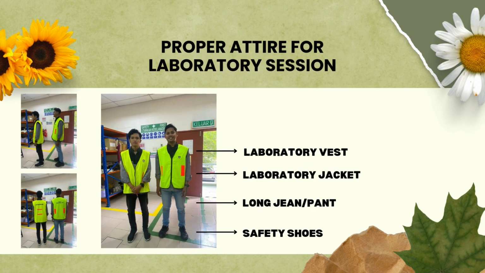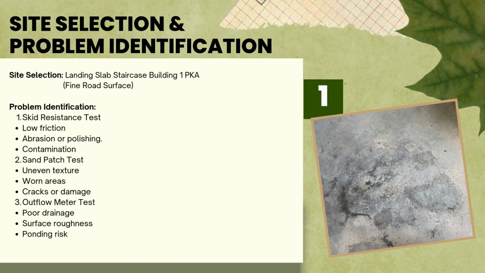This is the proper attire for the laboratory session. Now I will explain the site selection and the problems. The first site was at the landing slab staircase, building 1 PKA, defined as a fine road surface. The problems we found for skid resistance tests are low friction, abrasion or polishing, and contamination. Next, for sand patch tests are uneven texture, worn areas, and crack or damage. Lastly, for outflow meter tests are poor drainage, surface roughness, and ponding risk.